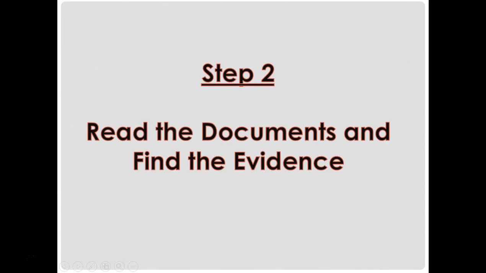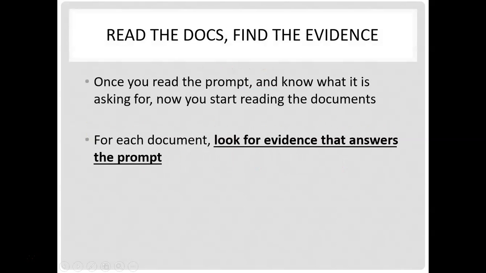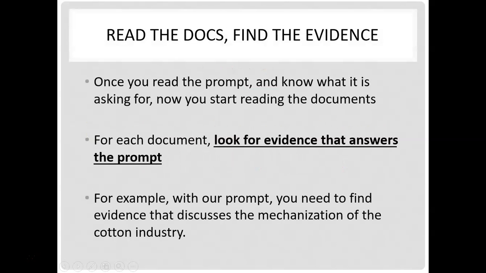So now once that you've broken down the prompt, the next thing we need to do is read the documents and find the evidence that's actually going to answer that prompt. So you're going to have 7 documents in your DBQ. So in all 7 of those documents, you need to read them and find evidence in that document that actually is going to help you answer the prompt. Right? So what you do want to make sure is that whenever you do this, that you're finding the best evidence possible. So let's take a look at some documents.